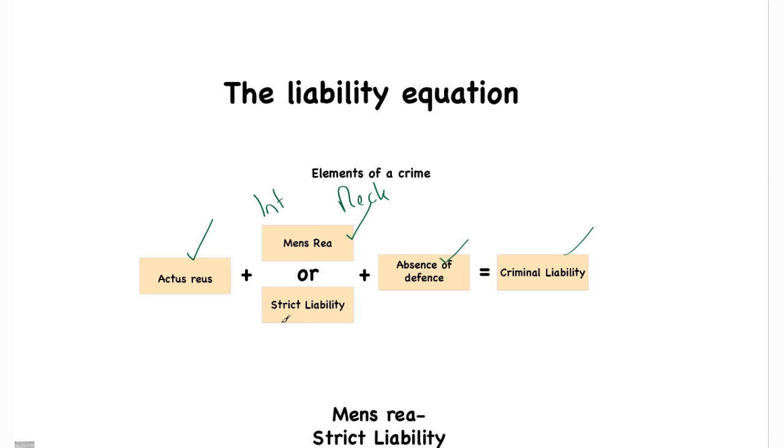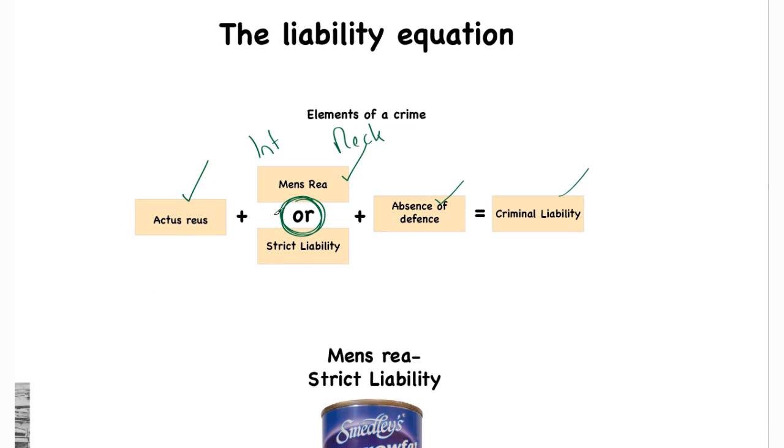Now let's come back to the mens rea element, because here this use of the word "or" gives us a key clue as to what we mean by strict liability. In short, it means that actus reus plus mens rea or strict liability, and the absence of defence, leads to criminal liability. Now what that "or" suggests is that it's mens rea or strict liability, which means that a crime of strict liability is one in which no mens rea is needed.